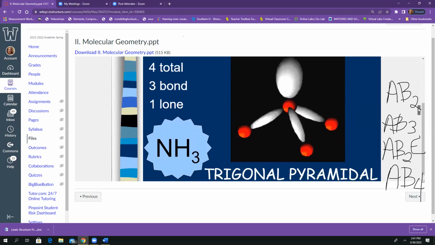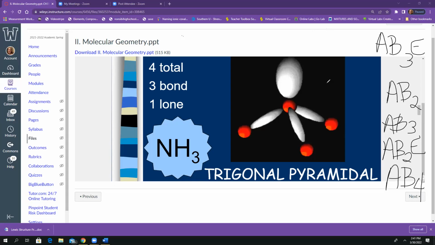So in this case, you have 4 total. 1 is a lone pair and 3 are bonds. So for this one, the type, and I'm just going to write it up here, it's going to be AB3, sorry, not 4. I almost did 4. I meant to do 3. AB3E, right? Because we have one lone pair.